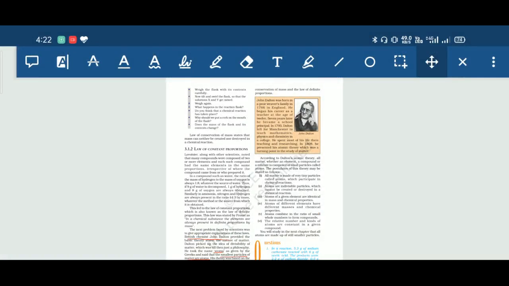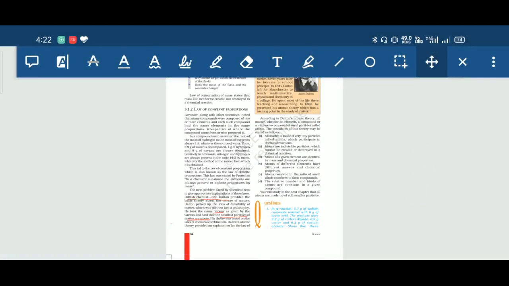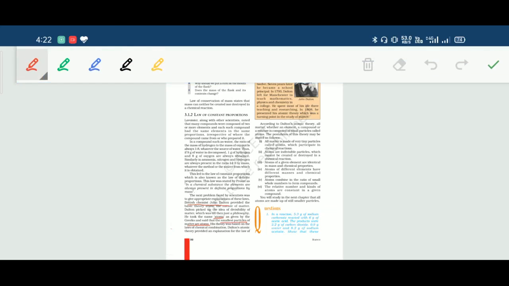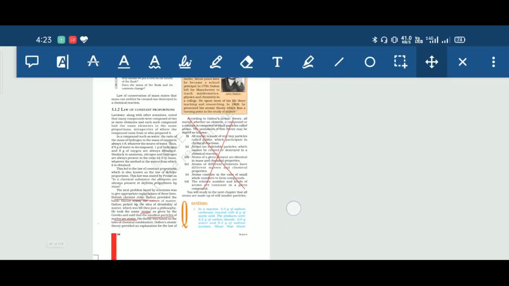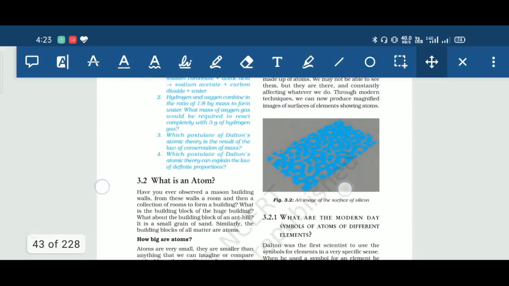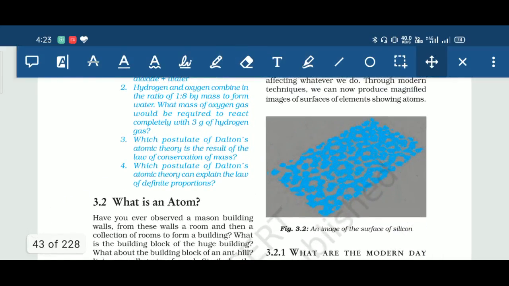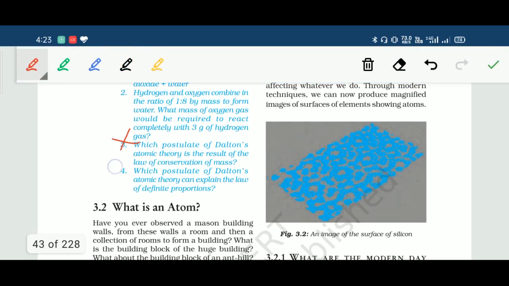This theory is present on page number 32 of your textbook, on the right hand side, that is the second column. Note down, students, that you do not have to do this theory, as it has been removed from your syllabus. Also, question number 3 and question number 4 on page number 33 have been deleted from your syllabus.